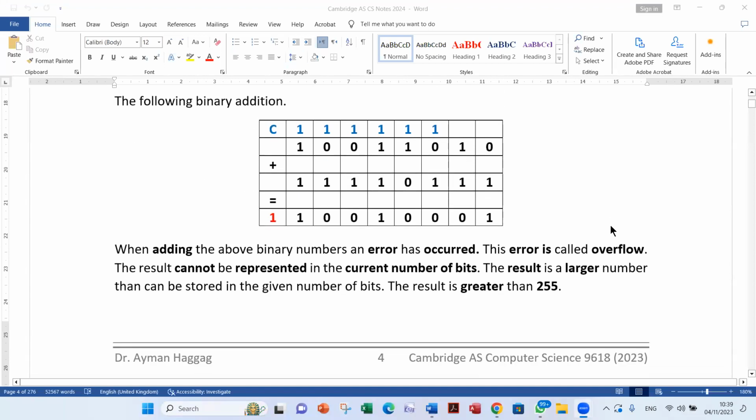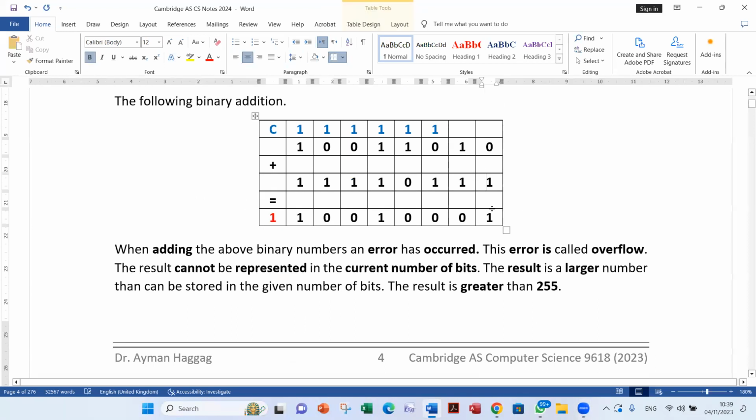Let us carefully recheck what you have done. So 0 plus 1 is 1. 1 plus 1 is 0 and carry 1. 1 plus 0 plus 1 is 0 and carry 1. 1 plus 1 plus 0 is 0 and carry 1. 1 plus 1 plus 1 is 1 and carry 1. 1 plus 0 plus 1 is 0 and carry 1. 1 plus 0 plus 1 is 0 and carry 1. Here we face a problem. 1 plus 1 plus 1 is 1 and carry 1.